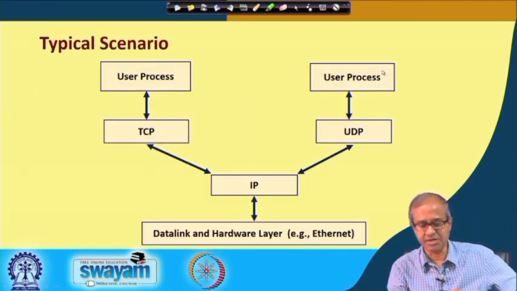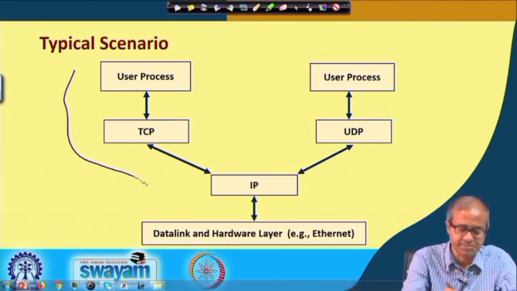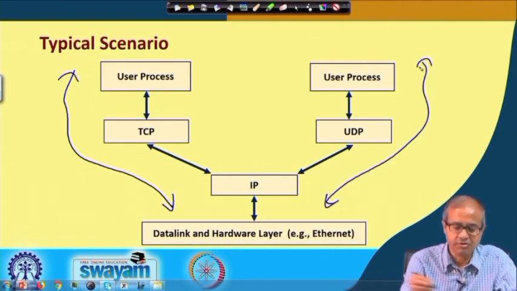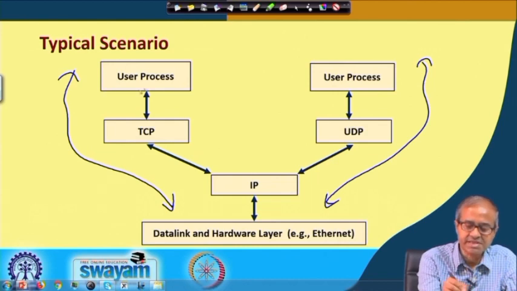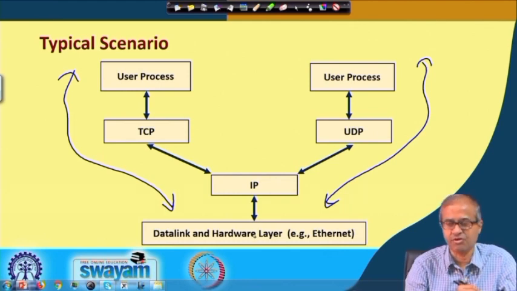Now, a typical scenario I am showing here: two paths, one is a TCP path and the other a UDP path. Here the application will be some user process which will be using TCP at the transport layer level, TCP will be using IP at the network layer level and IP will be using the lowest hardware layer level. Or you can use UDP: the user process may be communicating with UDP, IP, then the hardware layer level.